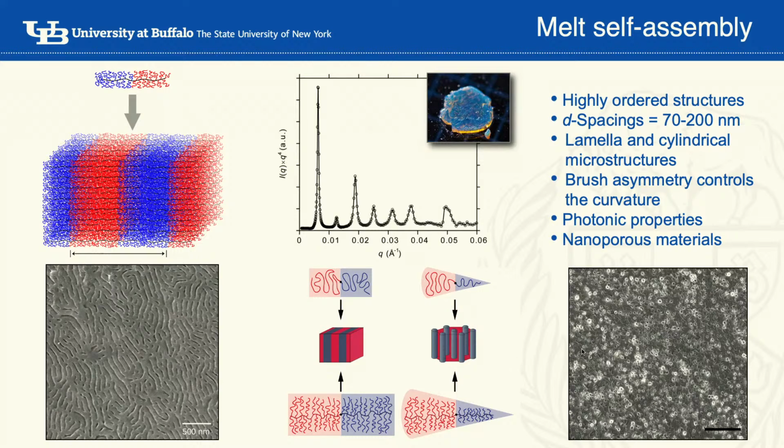These bottle brushes, because of their rigidity, tend to pack into flat interfaces. So they make layers, lamella phases. But it's very limiting, right? There are other interests in other morphologies. So we wanted to explore other avenues to controlling the interfacial curvature.